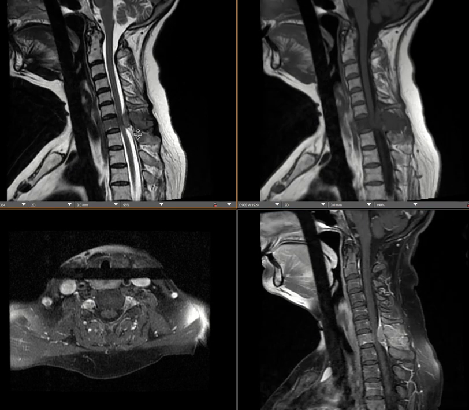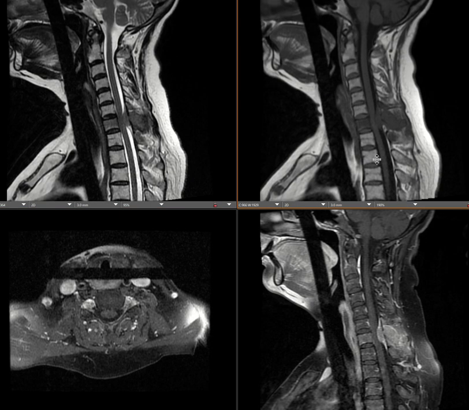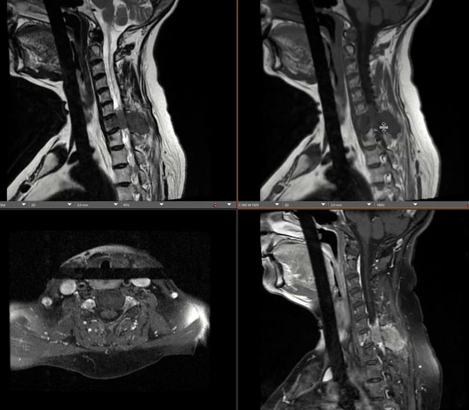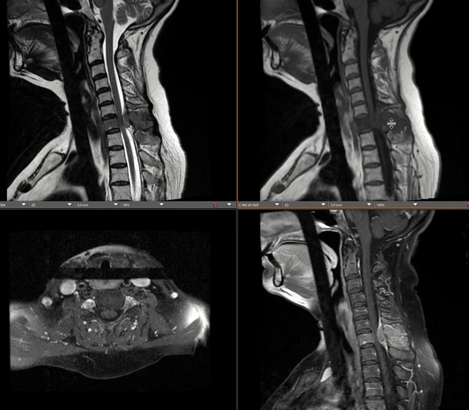So what we see here, one of the most important sequences for looking for metastasis is just the T1 sequence, that this normal fatty signal of the underlying marrow is going to be replaced by tumoral cells. So as we see here, this C7 vertebral body is completely replaced by the tumor cells. It's just all dark. It also involves the posterior elements, spinous processes, and also has extraosseous extension.